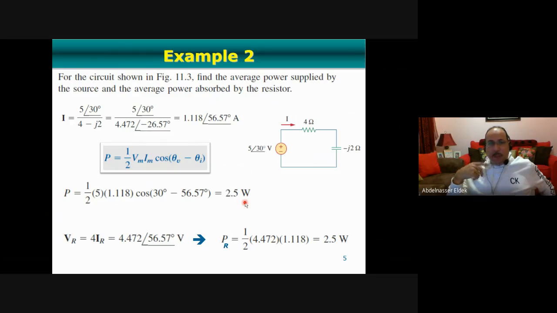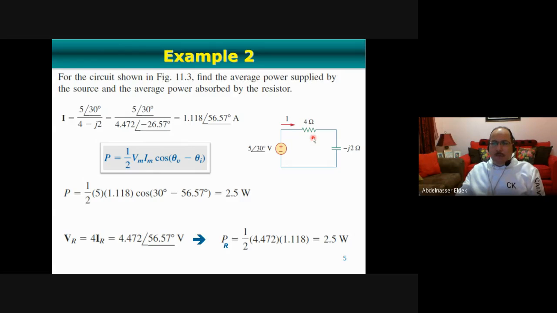Okay. If you want to calculate the power absorbed by the resistor, without thinking, it is 2.5 watts. Why? Because this source will generate 2.5 watts. Okay, so these two loads here will absorb this power, but we know that the capacitor absorbs zero because of the 90-degree phase shift, as I mentioned before. The capacitor and the inductor have zero power. So all the power will be absorbed by the resistor. So if the source provides 2.5 watts, then the resistor absorbs 2.5 watts.